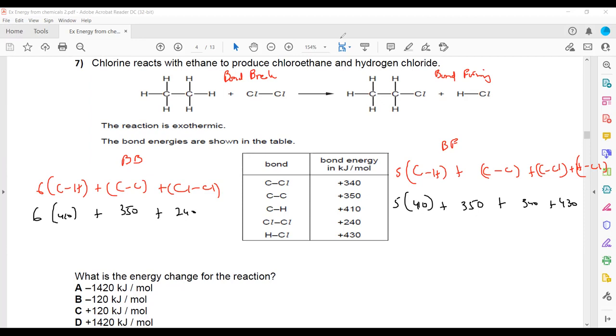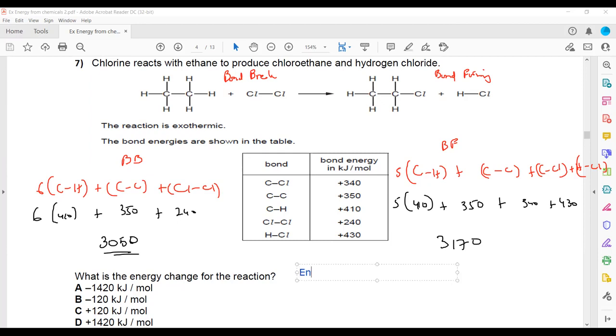So 410 multiplied by 6 plus 350 plus 240. The total here for bond breaking is 3050. For bond forming, 5 multiplied by 410 plus 350 plus 340 plus 430. So the total sum here will be 3170. Now the energy change, because in the question we want to calculate the energy change.